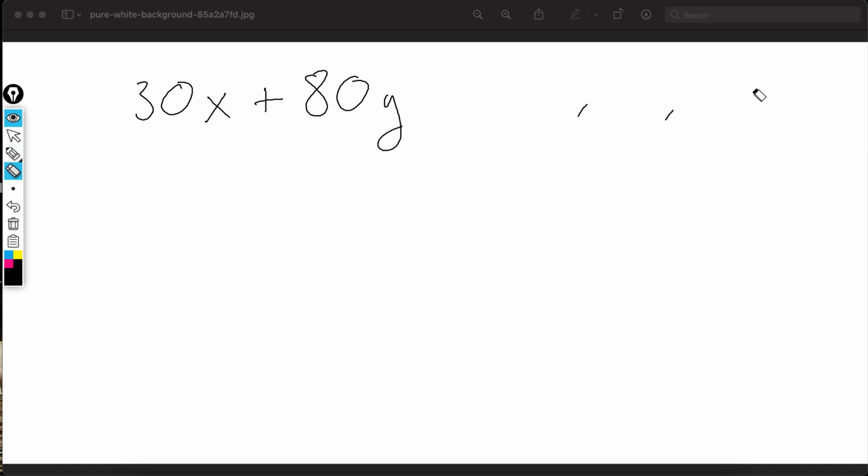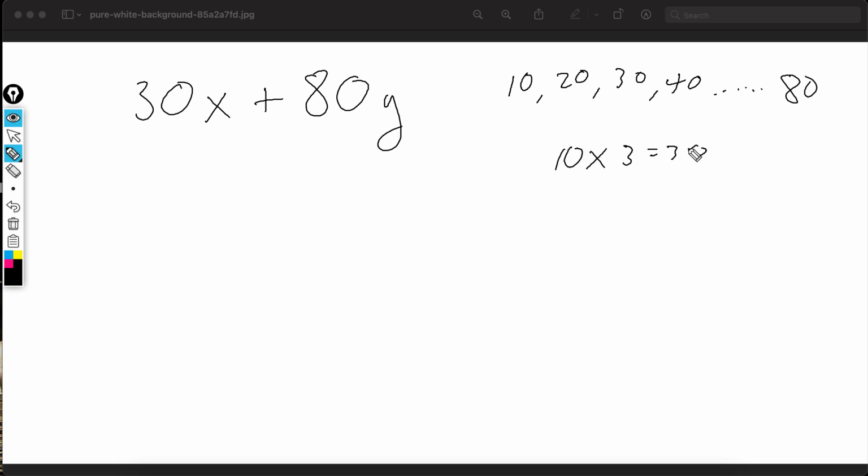However, we can actually sometimes make things easier on ourselves. 10, 20, 30, 40, and so on. Eventually we get to 80, right? So the greatest common factor, 10 times 3 gives us 30. 10 times 8 gives us 80. We found it. Our GCF is 10.